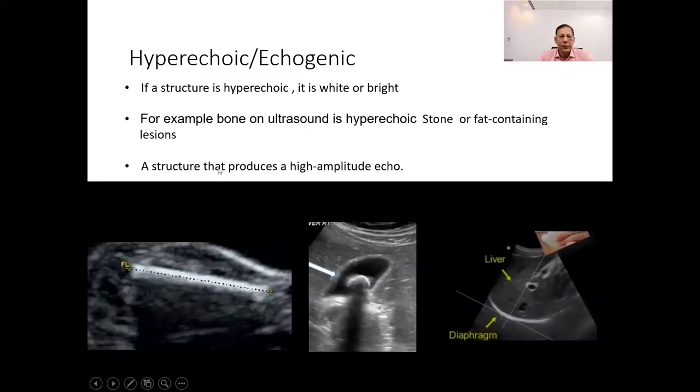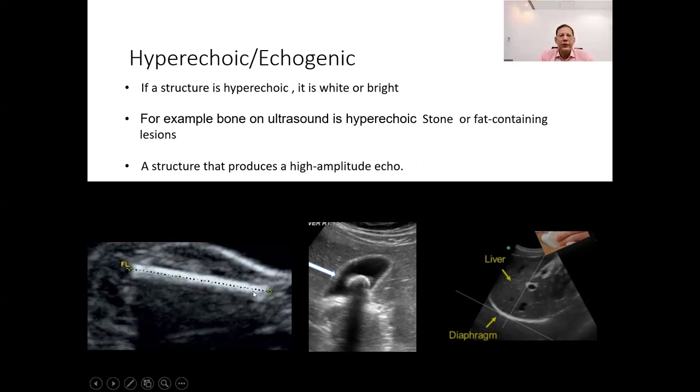Hyper means increased, like hypertension, which means increased blood pressure, and echoes once again means white spots. The term hyperechoic describes structures or areas in an ultrasound image that appear brighter or white due to the presence of numerous or increased number of internal echoes. Now it is important to remember that due to their composition, when ultrasound waves encounter hyperechoic structures, nearly all of the sound wave is reflected back to the transducer, which results in a high number of echoes and a bright appearance on the ultrasound image.